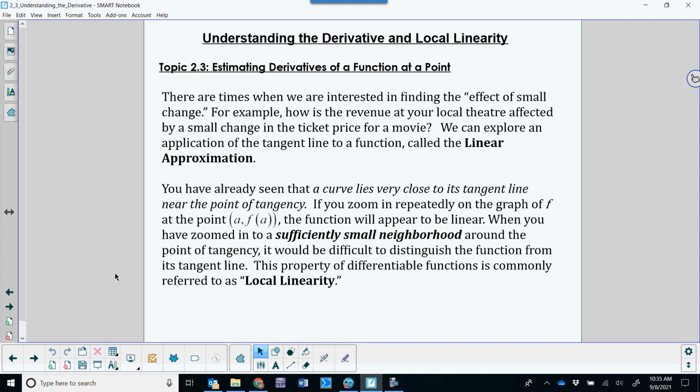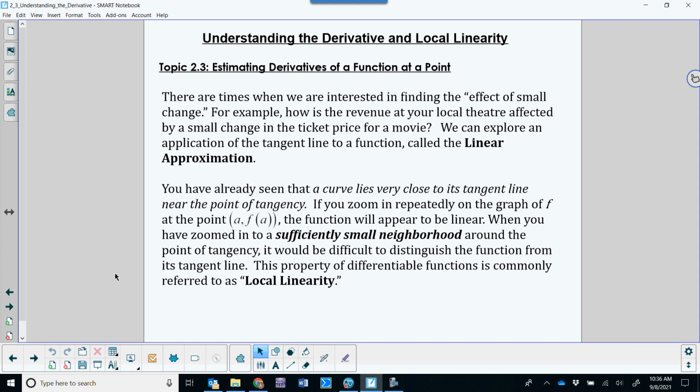Well, we've already seen, because you drew some tangent lines next to some curves, that the tangent line looks very close to the curve near the point of tangency. The curve and the tangent line are very, very close in value. So if we zoom in repeatedly really close, the function actually looks linear. If we get close enough to the point of tangency, you can't even tell the difference between the tangent line and the function itself. They're so close to the same.